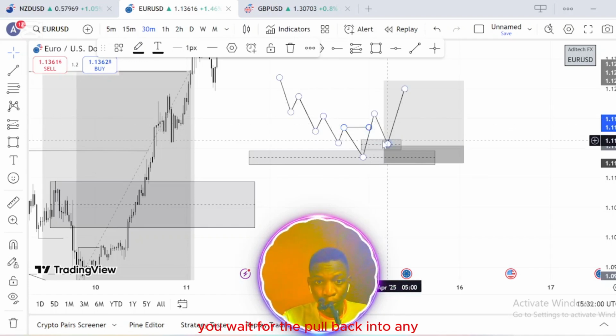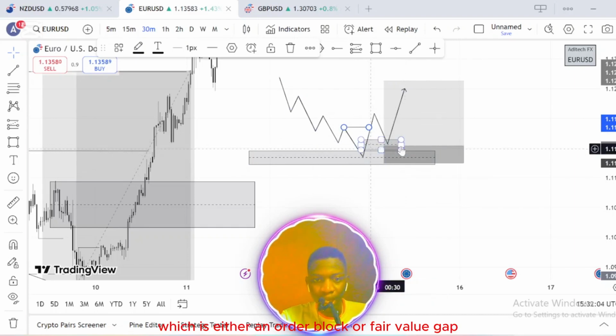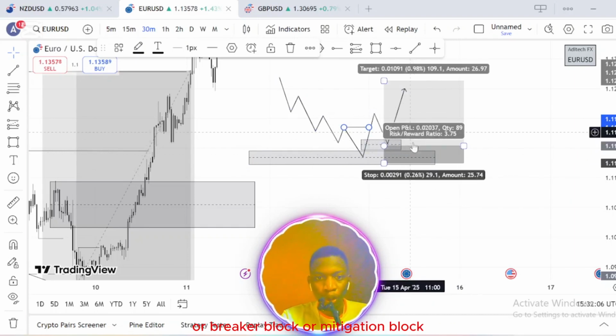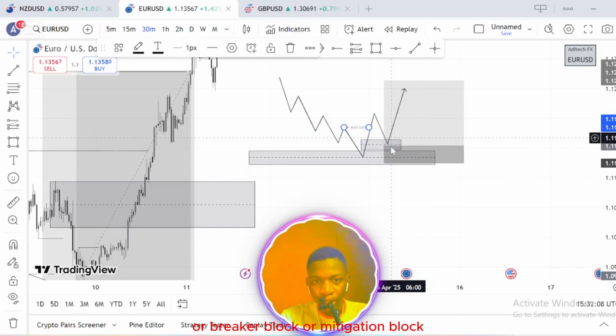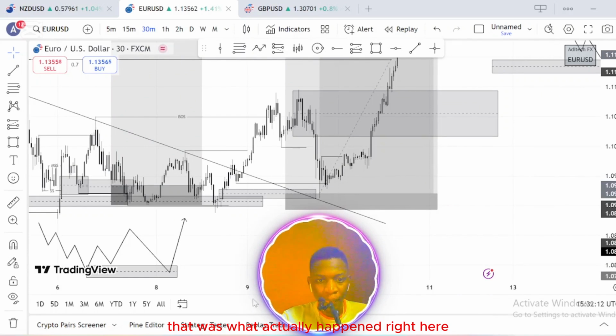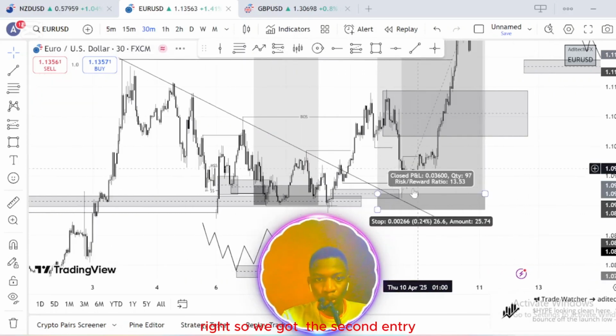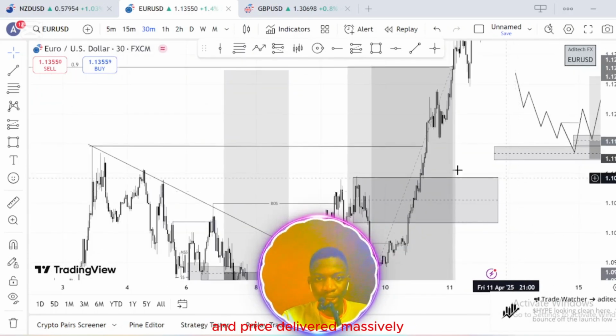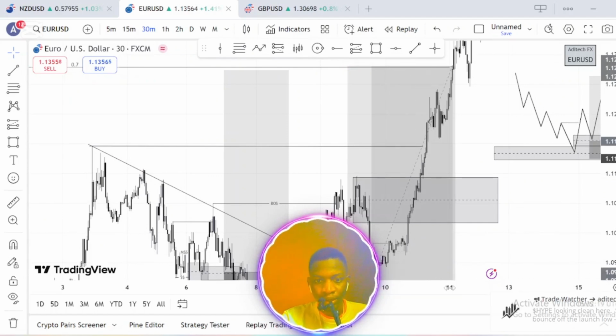So you wait for the pullback into any institutional reference point, which is either an order block, fair value gap, breaker block or mitigation block, then take the buy. So that was what actually happened right here, right? So we got the second entry and price delivered massively.